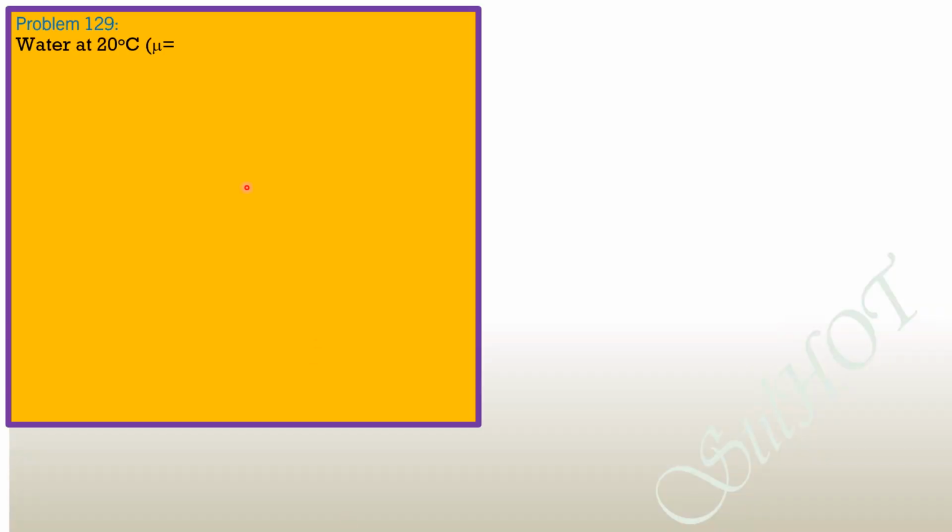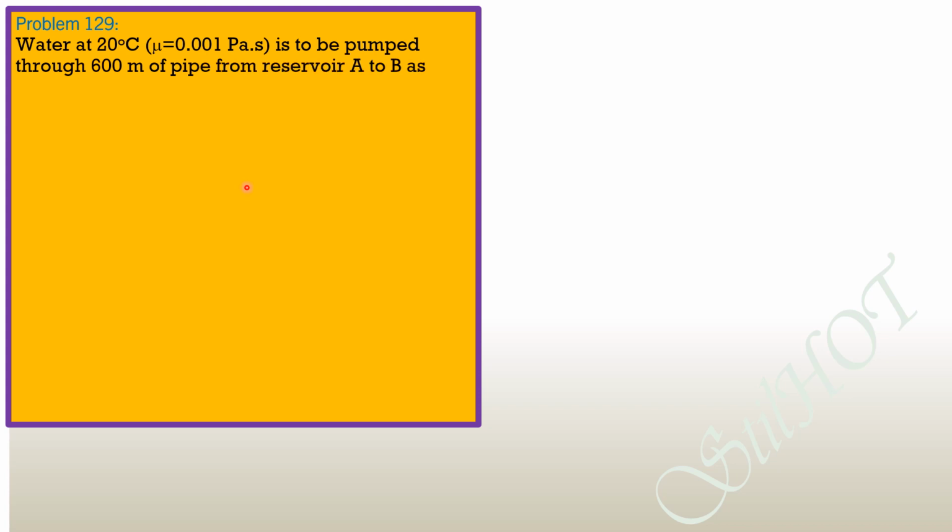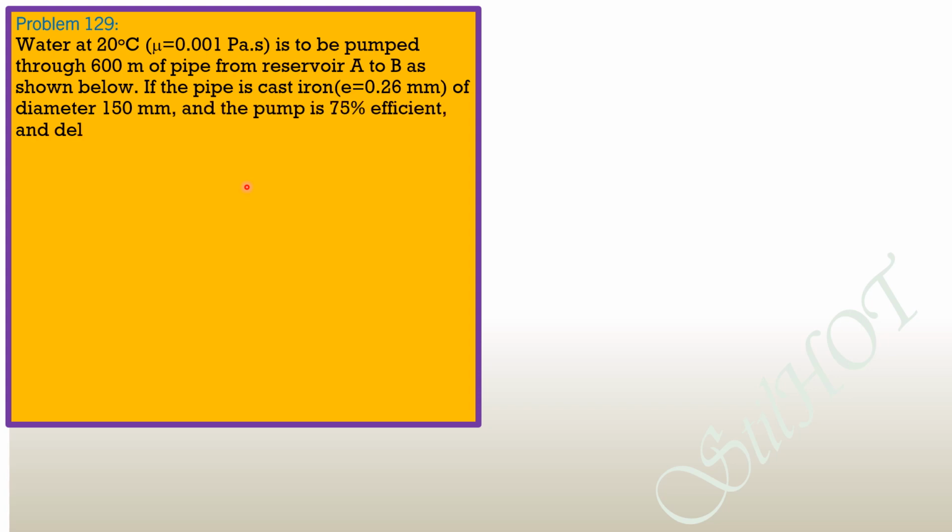Problem 129. Water at 20 degrees Celsius of viscosity 0.001 Pascal second is to be pumped through 600 meters of pipe from reservoir A to B as shown below. If the pipe is cast iron with absolute roughness of 0.26 mm of diameter 150 mm and the pump is 75% efficient and delivering 75 horsepower to the flow, what flow rate Q results?